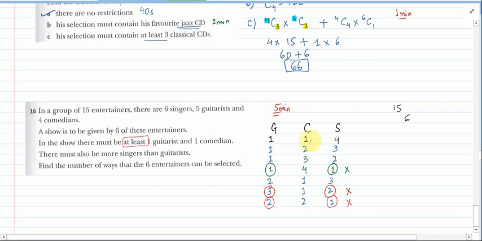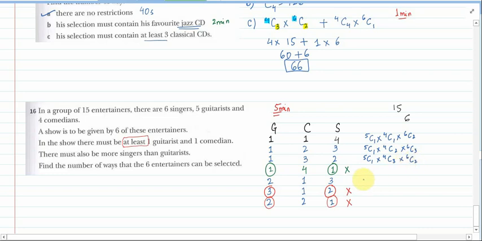So for the first one, how many guitarists do we have? We have 5 guitarists. So the first one is 5 combination 1 times comedians, we have 4, 4 combination 1, and singers we have 6, 6 combination 2. For the next one, 5 combination 1 times 4 combination 2 times 6 combination 3. Alright. For the next one, it's 5 combination 1, 4 combination 3 and 6 combination 2.